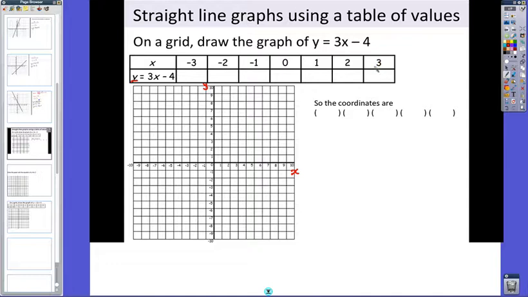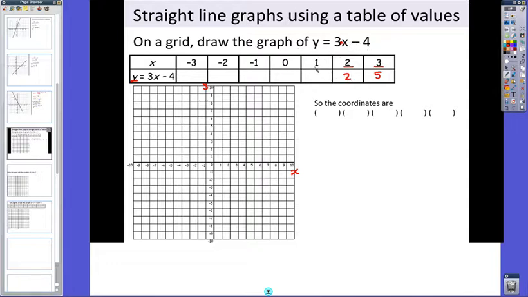Let's say x is 3, then y is 3 times 3 minus 4, because remember, in 3x there's an invisible times sign between 3 and x. So 3 times 3 is 9. 9 take away 4 is 5. Now, your x changes. We need to find the y value. So this time x is 2. So 3 times 2 is 6. 6 take away 4 is 2.